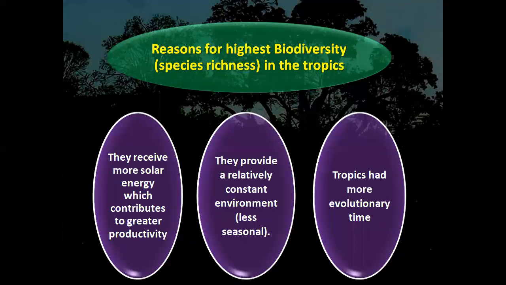What is the reason actually? The reason for the highest biodiversity, what we call species richness, in the tropical region. These are all going to be questions here, mostly statements. They receive more solar energy, which contributes to greater productivity. They provide a relatively constant environment, less seasonal. That means an almost stable environment can be expected over a long period of time. That means the tropics had more evolutionary time, we can say. That means for millions of years, a particular area remains with little change only.